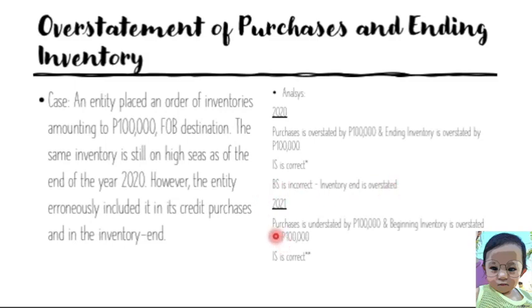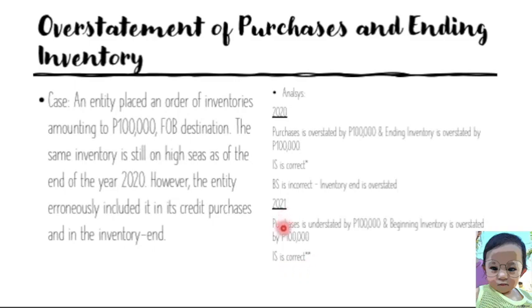Then 2021, your purchases now is understated by 100,000. Supposedly, you should record this upon when the inventory reaches its destination, which occurs in 2021. But because you already recorded it in 2020, your purchases for 2021 is understated by 100,000. And your ending inventory last year would be your beginning inventory this year. So if this is overstated, your beginning inventory is also overstated.